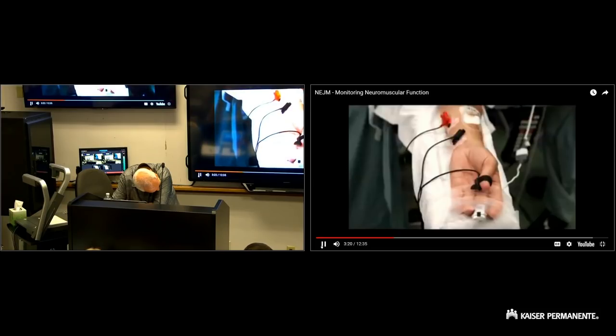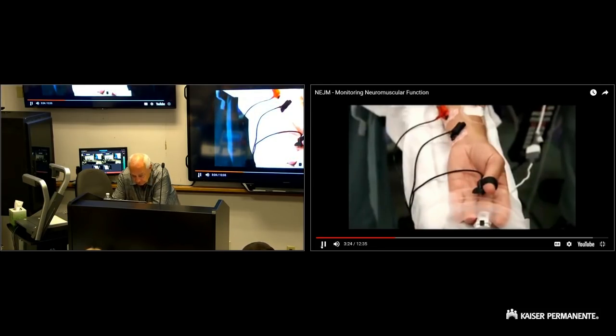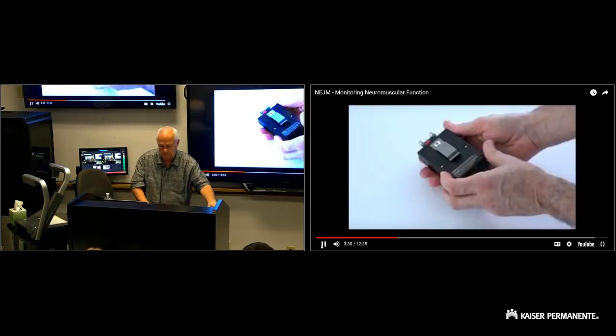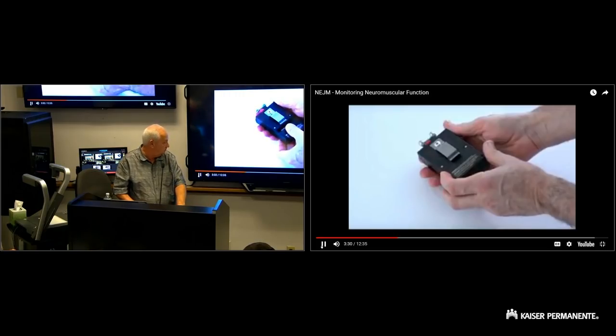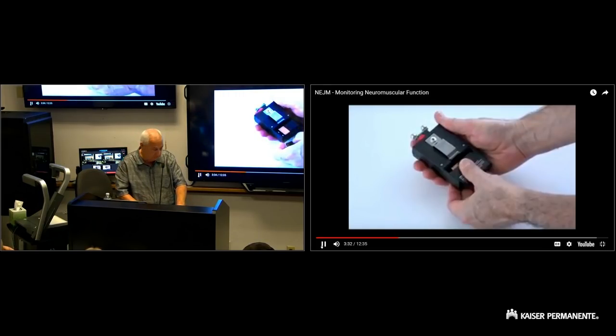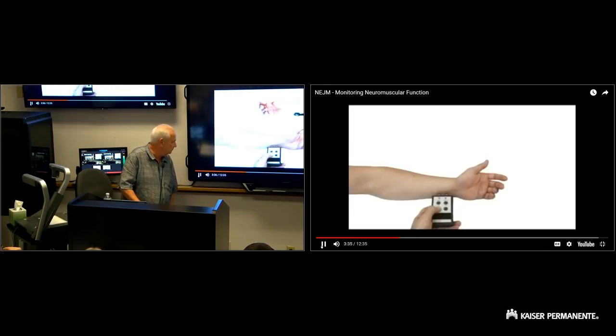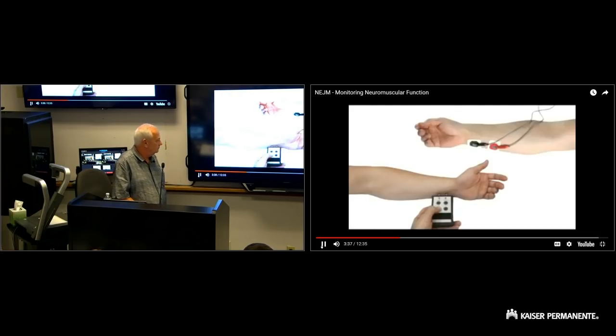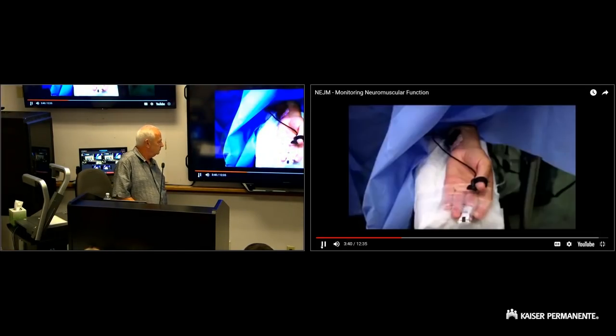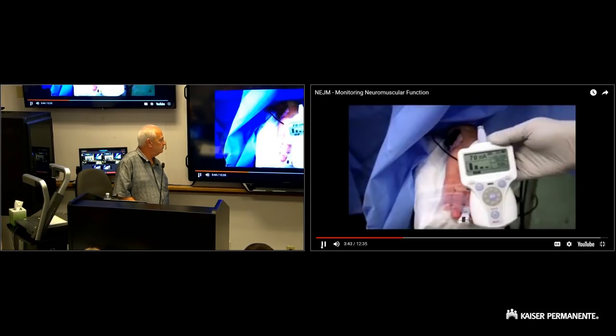Monitoring neuromuscular function involves stimulating a peripheral nerve and evaluating the contraction of the innervated muscle. Peripheral nerve stimulators are generally battery-operated, handheld units that produce various patterns of stimulation, either directly or through wires connected to electrodes on the skin. Neuromuscular monitors not only stimulate a nerve, but also measure the evoked muscle response.